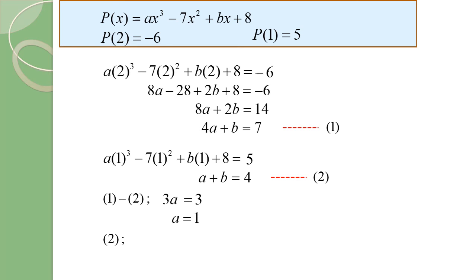So we can find what is b. Substitute a equal to 1 into equation 2. We get 1 plus b equal to 4. So b is equal to 3. Okay, now we have found the values of a and b.